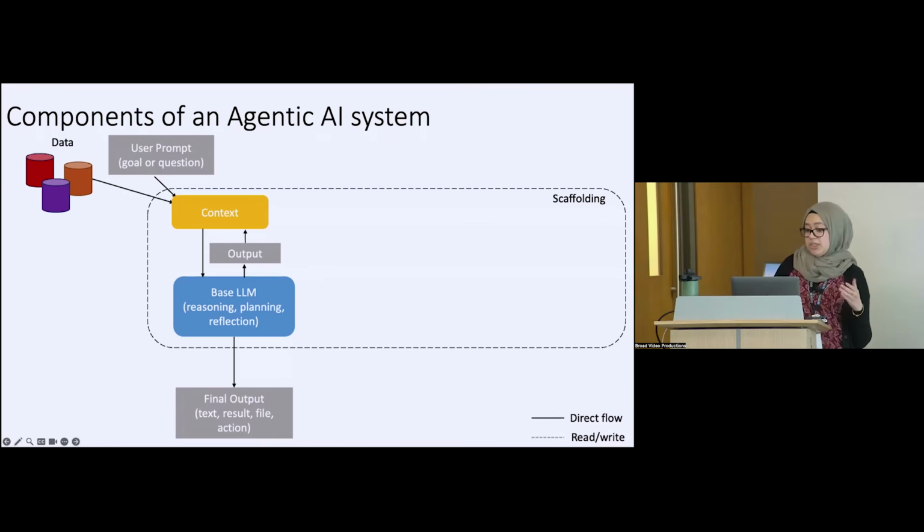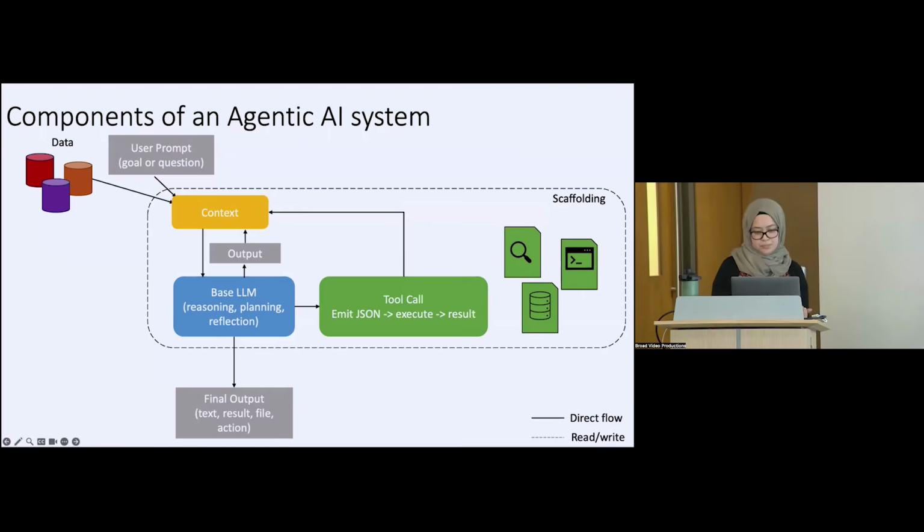And as I mentioned, the context includes the user prompt. So this can be a particular question or a goal for the agent to work towards. And it can also receive any relevant data or document for performing the task. And everything is wrapped in a scaffolding. So this is code that is used by the developer in order to basically manage the entire loop. So it helps assemble the context, pass information between system components, as well as perform tool executions.